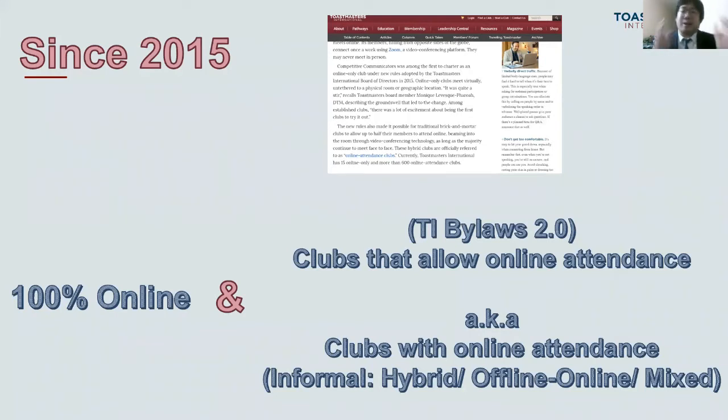We can call that hybrid, offline, online, mix and so on. But the thing is that we follow the rules. That's why the official term is clubs that allow online attendance. It's too long, so you can use the informal terms for conversation, like, oh, I want to talk about hybrid, I want to talk about mix. But when you talk in the forum itself, or with the district officers, try to avoid using the informal terms and use the proper ones.